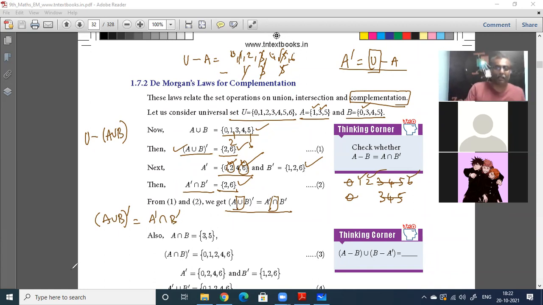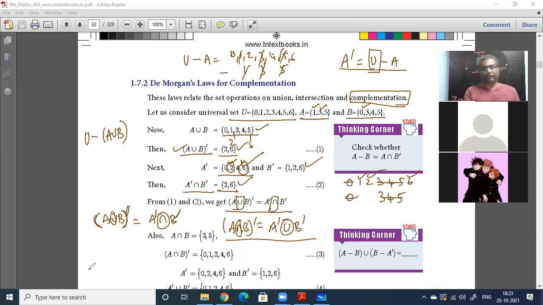What will be the other law then? You can easily tell. (A intersection B) complement will be what? A complement union B complement. Correct. So just invert this. If intersection is coming here, you put union there. If union is coming here, you put intersection there. Here the whole is taken complement, here each set gets its own complement. That is De Morgan's law for complementation. Let us prove that also.